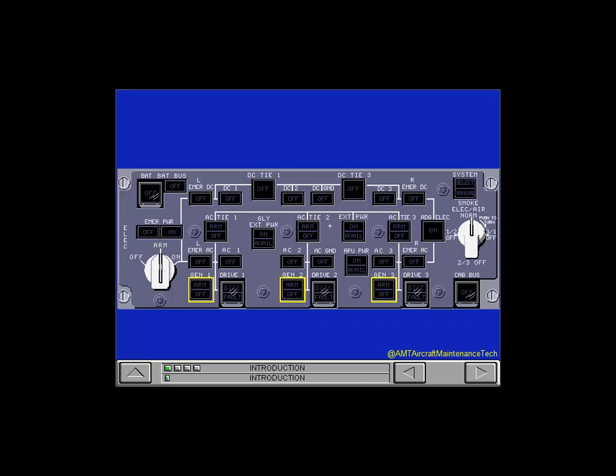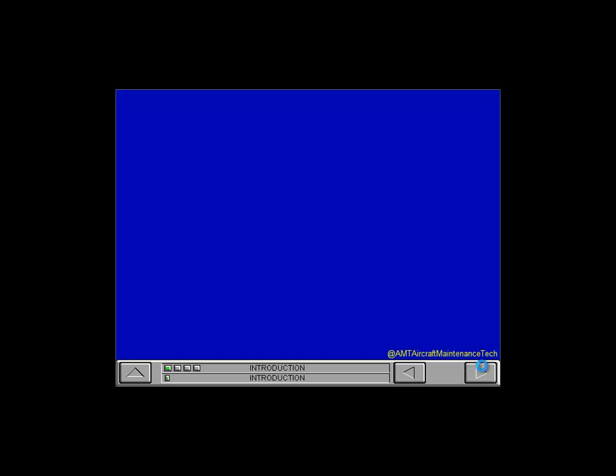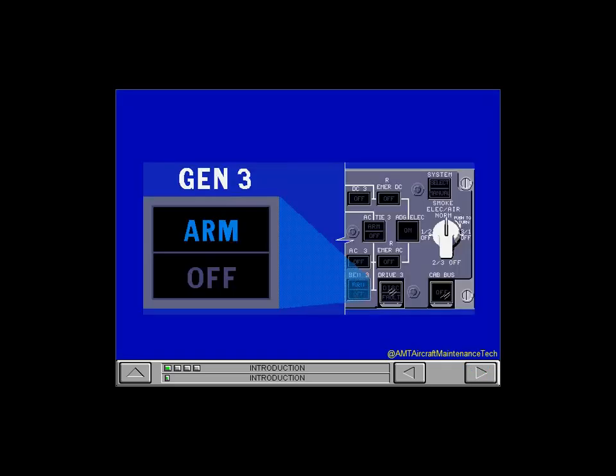Now that you know how the system switch operates, we will look at generator switch operation. The generator switch is a push-button switch with two lights, an arm light and an off light. The two lights supply important information about the generator's circuitry.